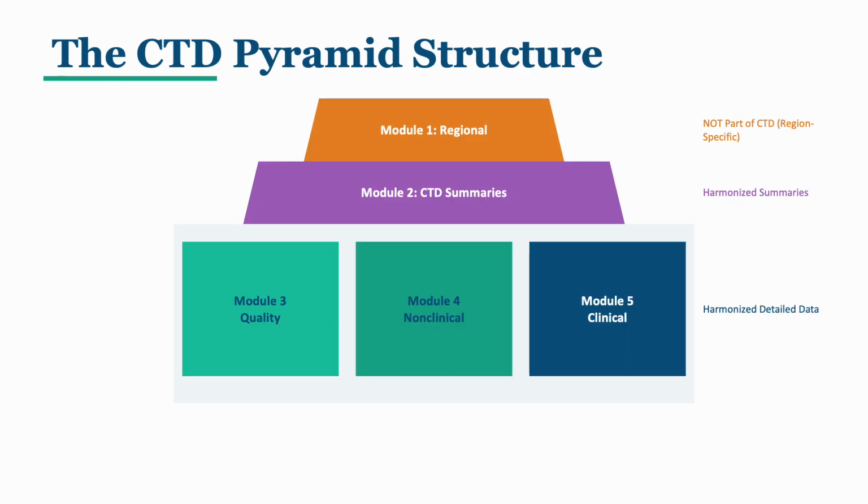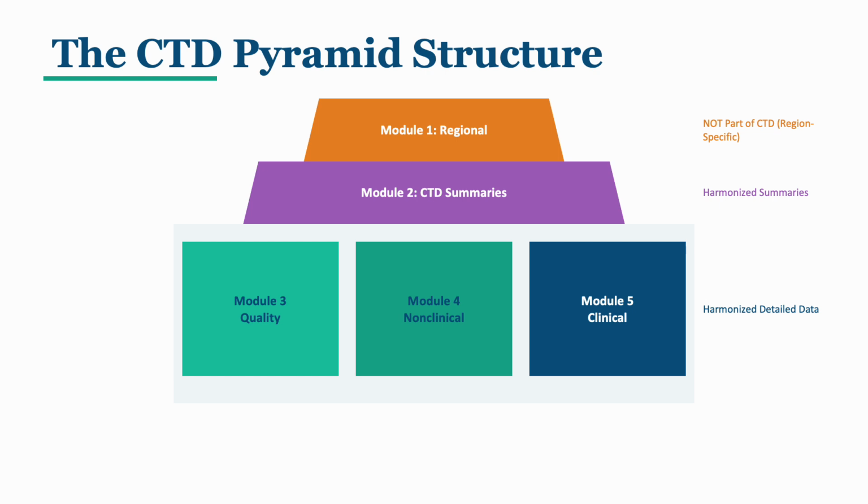The CTD pyramid is the visual representation of how the Common Technical Document is organized. Think of it as a layered structure where each level provides increasing detail about the drug product. At the top sits Module 1, shown in orange, which contains regional administrative information. Importantly, Module 1 is not part of the harmonized CTD, it varies by region because each regulatory authority has different administrative requirements.